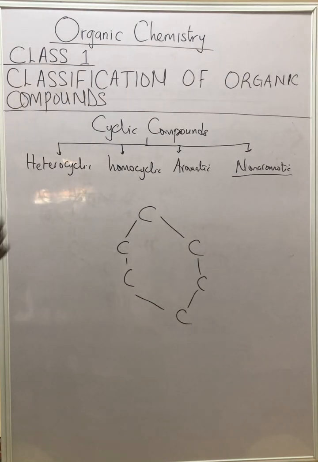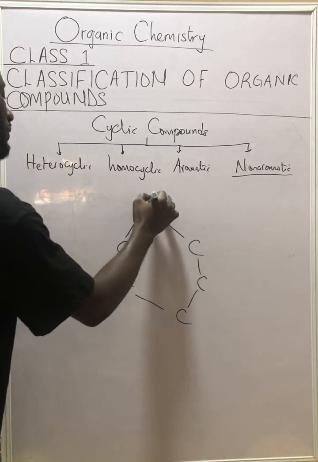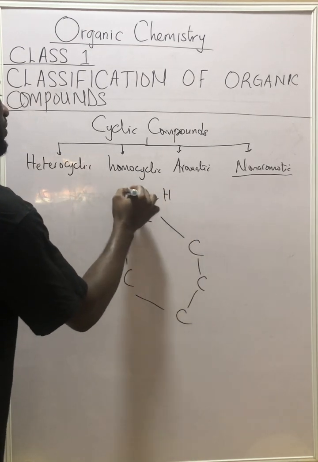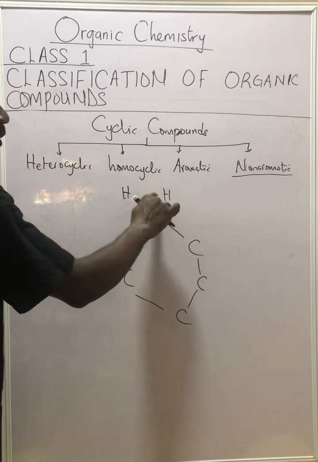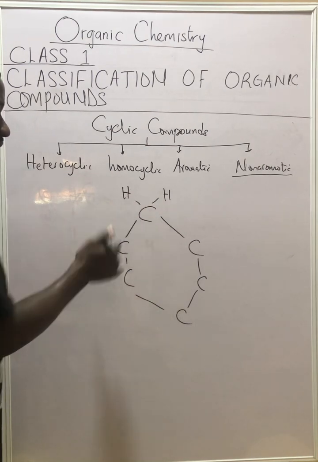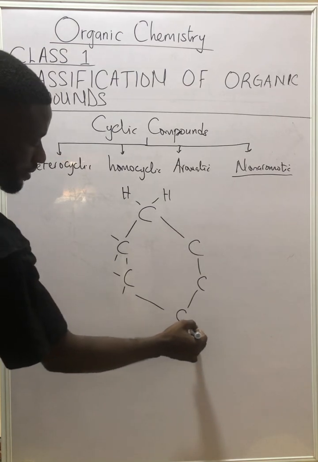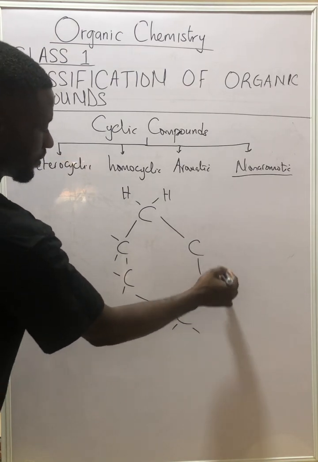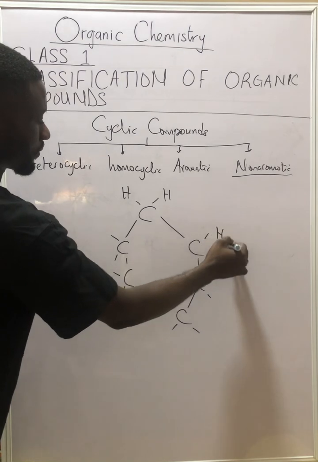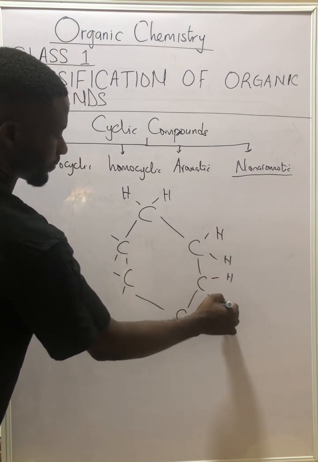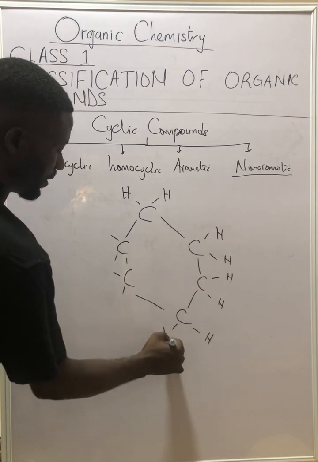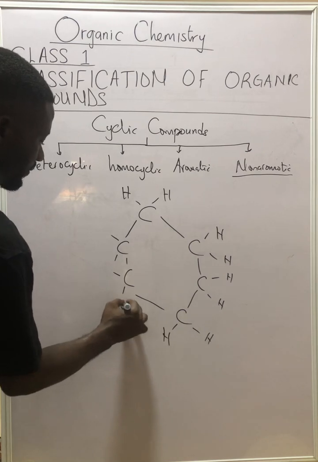For instance, here now I will need to put two hydrogens so that four bonds must surround the carbon atom. Four bonds must surround the carbon atoms. So we need four bonds here.